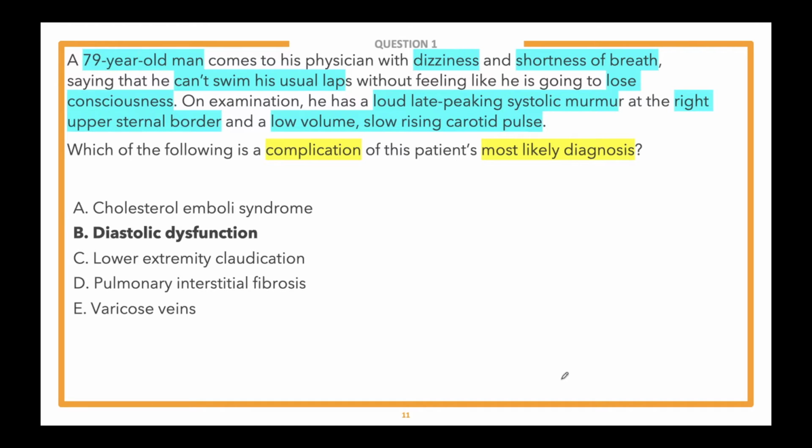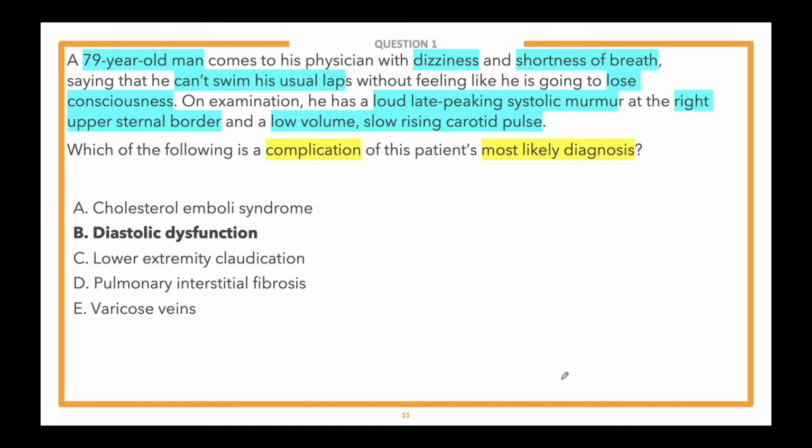So varicose veins, these are commonly age-related due to valve incompetence in the veins, not within the heart, so a little bit of a different issue. Interstitial fibrosis, this is a complication of a lot of other things like infections or autoimmune diseases, not what's going on here in this question. Lower extremity claudication, that's usually caused by either atherosclerotic buildup in the arteries of the lower extremities or occlusion, less so with aortic stenosis.